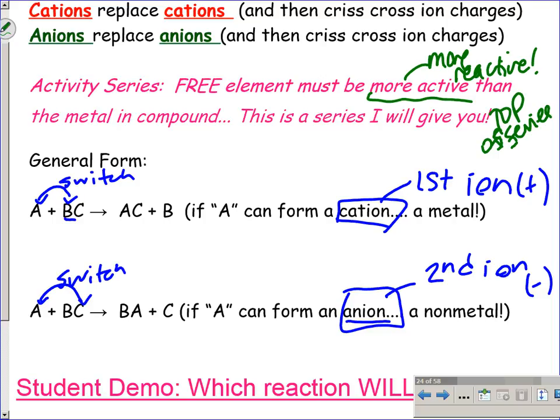So if the sodium was free, where's sodium at compared to copper here? So sodium's higher, copper's lower.